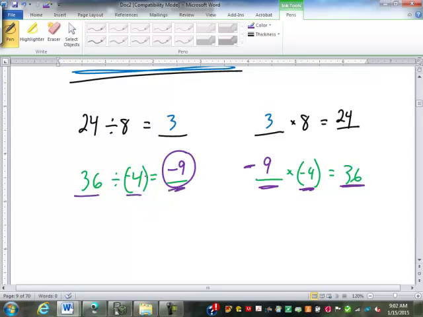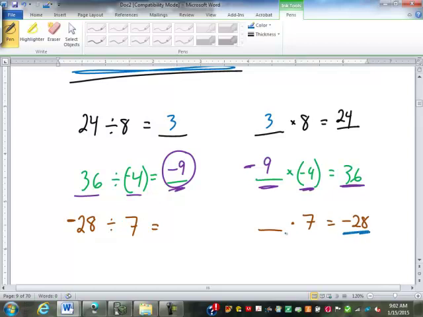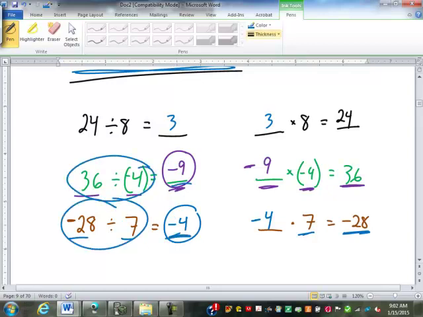One positive, one negative. What if it were in the other order? What if this were negative 28 divided by 7? Well, that's saying what times 7 equals negative 28? Since this answer is negative, I have to have a negative times a positive, so this would be a negative 4. So again, a negative divided by a positive is a negative. So just like multiplication, if I am dividing one positive and one negative, my answer is going to be negative.